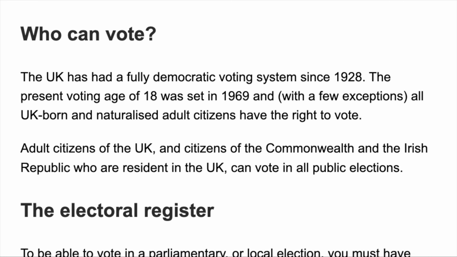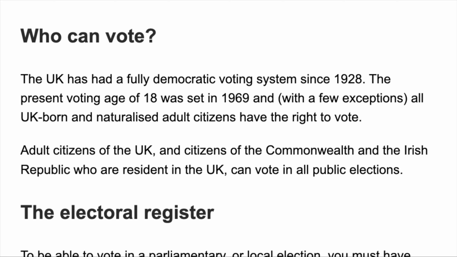Who can vote? The UK has had a fully democratic voting system since 1928. The present voting age of 18 was set in 1969 and, with a few exceptions, all UK-born and naturalised citizens have the right to vote. Citizens of the UK and citizens of the Commonwealth and the Irish Republic who are resident in the UK can vote in all public elections.